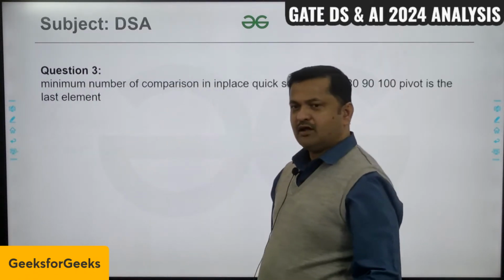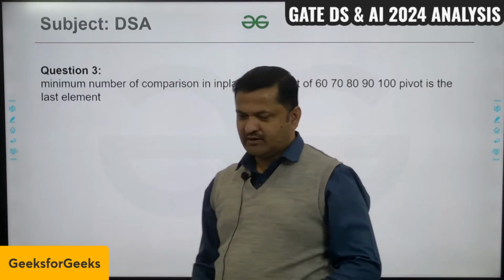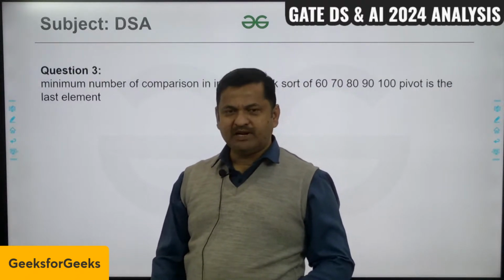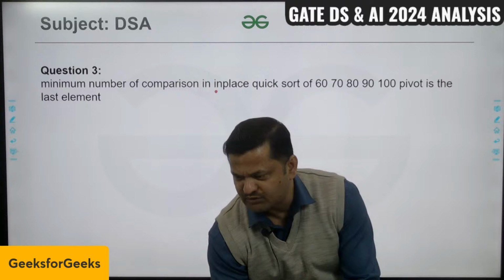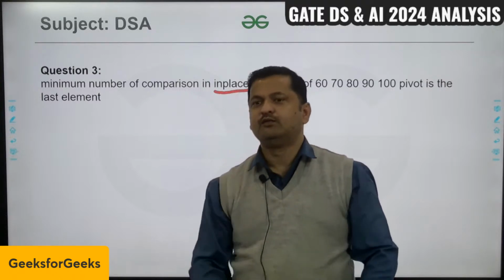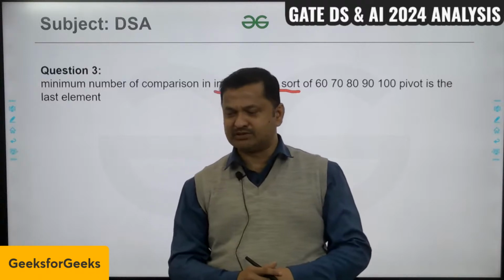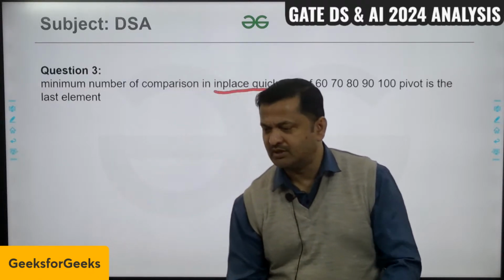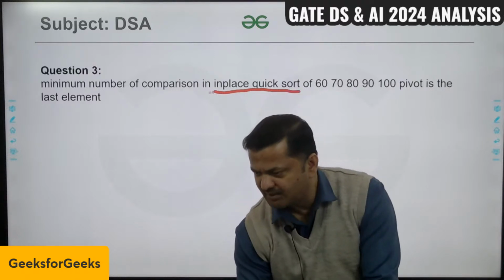All right. Now we have the third question, and the third question is from quick sort. It is asking about the minimum number of comparisons in the in-place quick sort mechanism. Okay, so this is in-place quick sort. In-place quick sort means we need not have extra memory to sort this particular sequence. All right. So sorting is supposed to be done in the same array, same sequence. We need not acquire additional parallel memory.